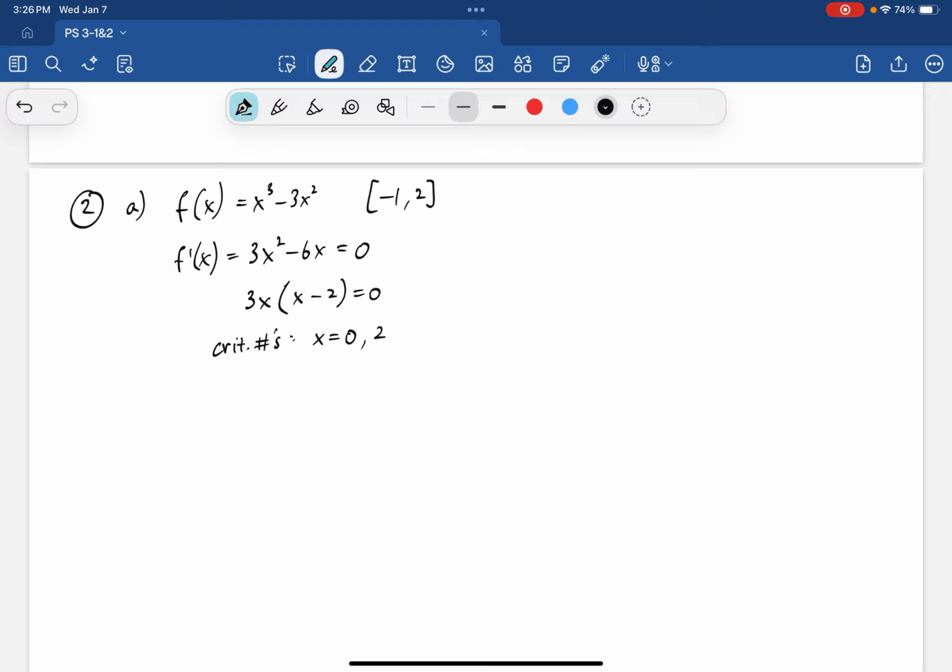which also happens to be an endpoint, right? And so now we're going to evaluate the function at both the endpoints and also the critical numbers. So f of -1, don't forget we're plugging it into the original function, not the derivative. f of -1 is -1 minus 3, which is -4. f of 0 is going to be 0. And f of 2 is 8 minus 12, or -4. Right? And so out of these, we have a double minimum and then one maximum.